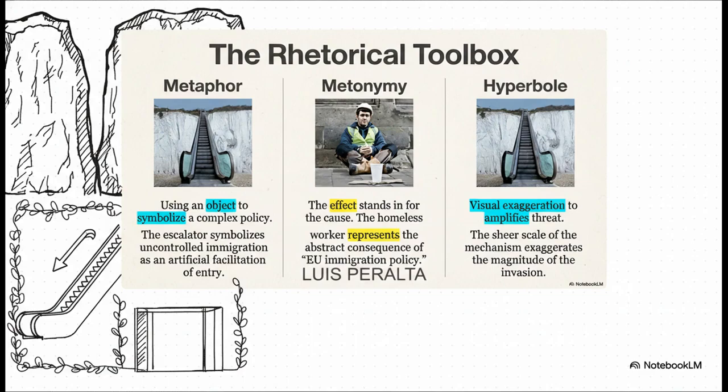First tool up is the visual metaphor. This is where a simple object is used to represent a much more complex idea. So here, the cliffs, they're this symbol of a natural historic defense. The escalator, this totally artificial machine, becomes a powerful metaphor for a policy that creates an unnaturally easy one-way street into the country. It takes a really complicated debate and just boils it down into one simple, memorable symbol.